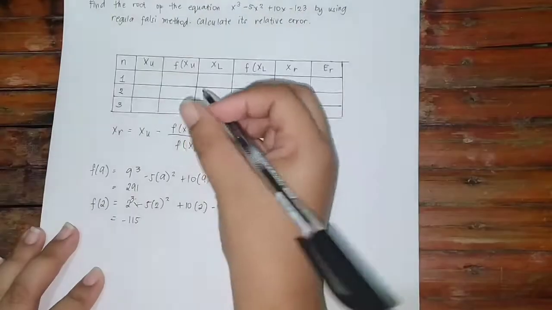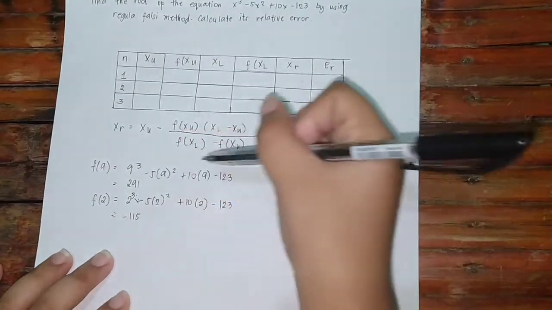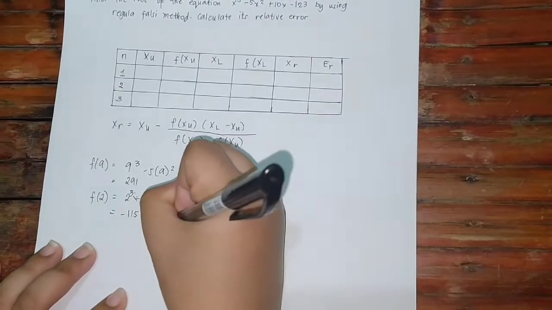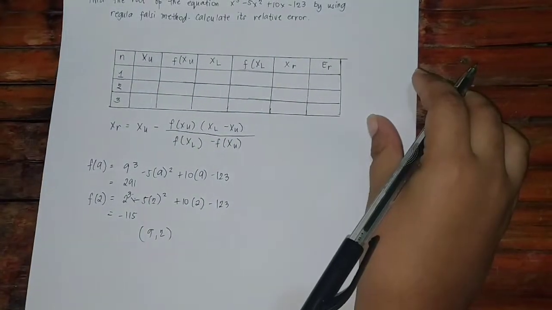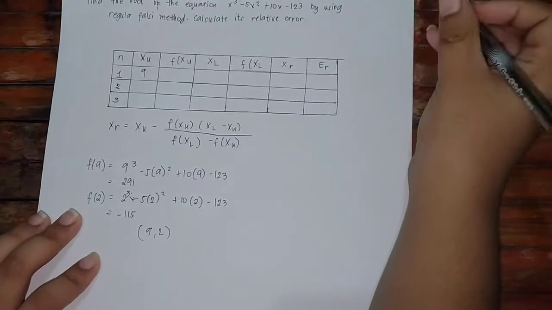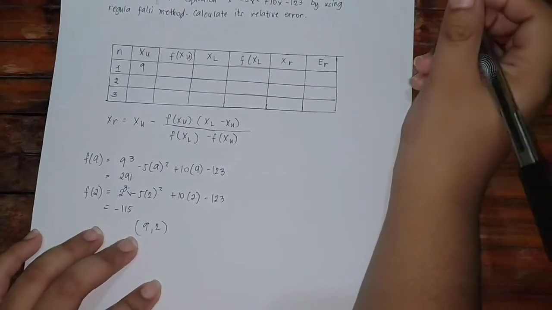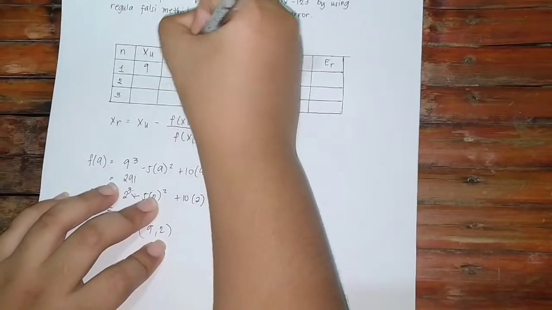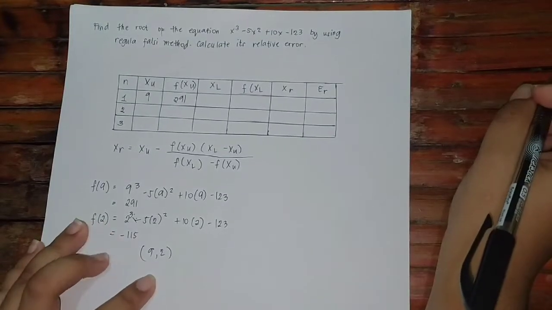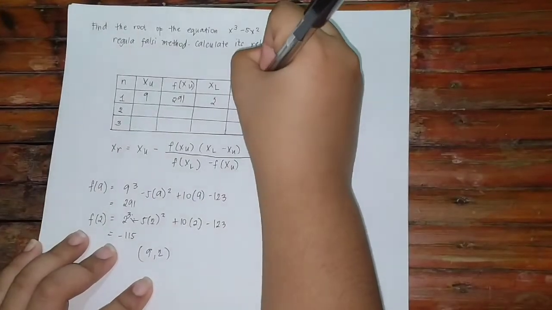Now, the answer is in positive and negative way. So, the root lies between number 9 and 2. So here we'll put the upper, 9, which is the upper number. The x of u, the f of 9 is equal to 291, and the lower, which is the x of l, is 2, and the f of x of l is negative 115.